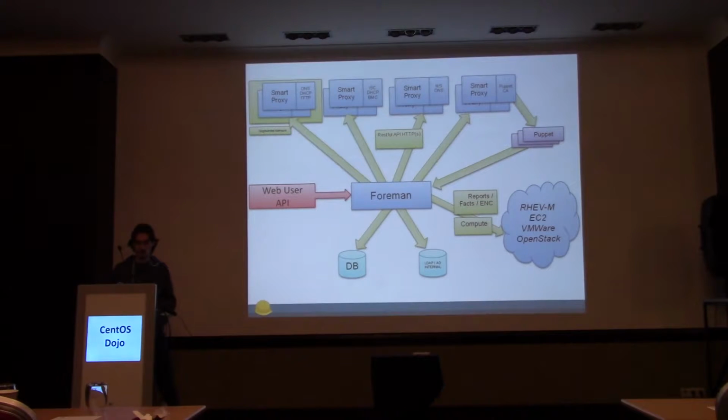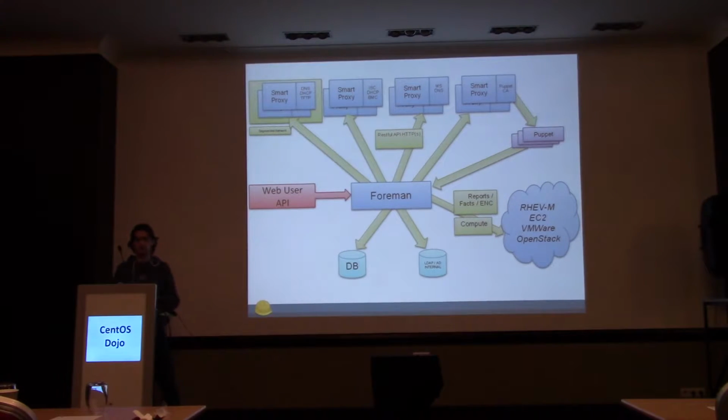Here's a picture with a lot more detail. You have the Foreman itself in the core. It will talk to a database. We support SQLite, but that's not really production, MySQL and Postgres. Postgres is the default we use. For authentication, there's Active Directory I mentioned before, or LDAP. Different smart proxies can be in segregated networks.